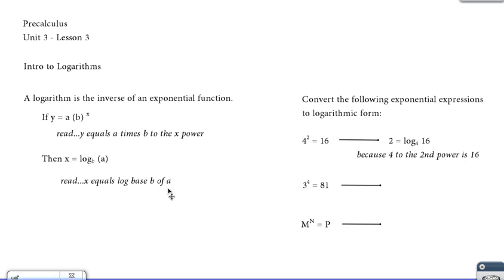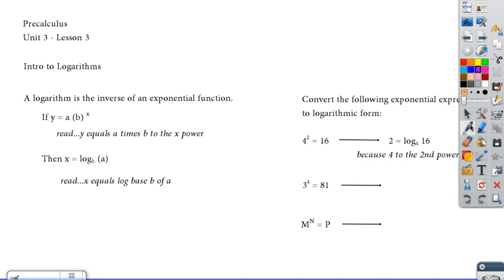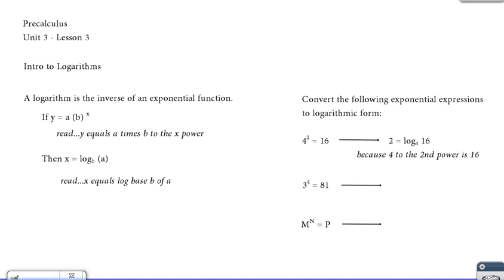So first off, let's take a look at some of these and convert them to logarithmic form using that idea. Basically the idea would be that the exponent becomes the answer and the answer becomes the logarithm. The base stays the same. So 4 squared equals 16 changes to 2 equals log base 4 of 16. The exponent of 2 became the answer of 2. The answer of 16 became the log of 16. The base stays the base.